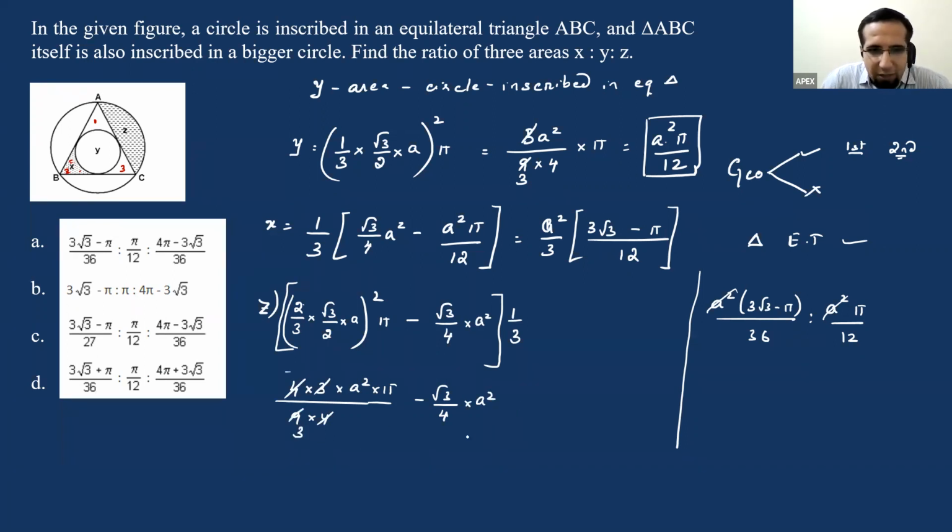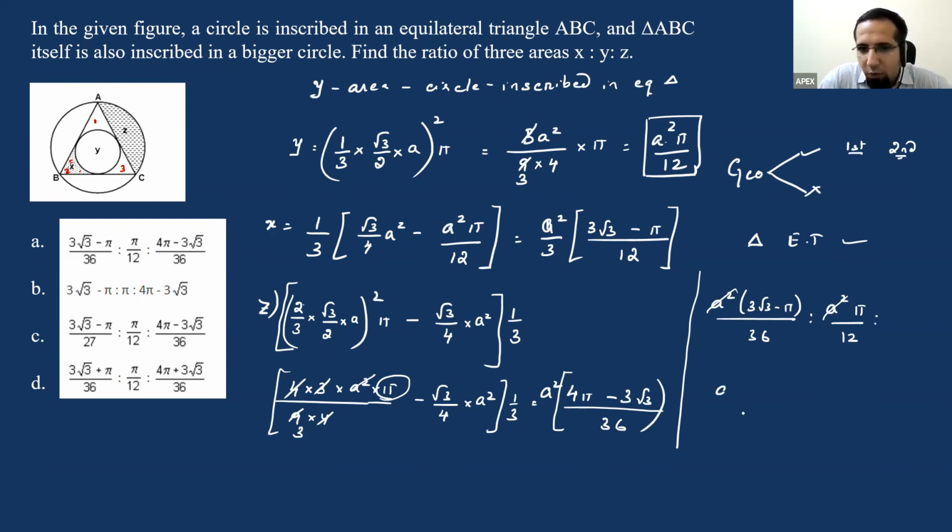So what we can do, we can take an LCM of 12 within the brackets. 12 into 3 will give you 36 as your LCM. Clear? So this will be how much, guys? 4 pi. A square is taken common. If you take a square common, you get 4 pi from here, and then you get a minus 3 root 3 from here. So again, the value of z is going to be a square into 4 pi minus 3 root 3 by 36. So a square gets cancelled, and therefore first option becomes your answer.